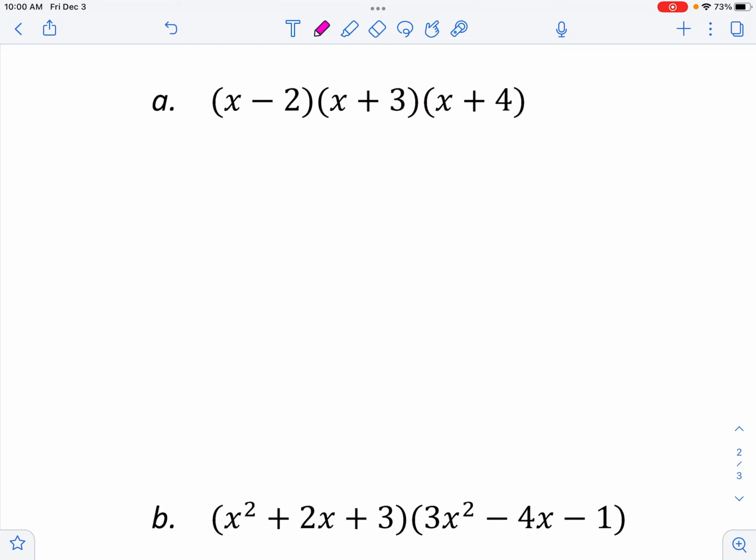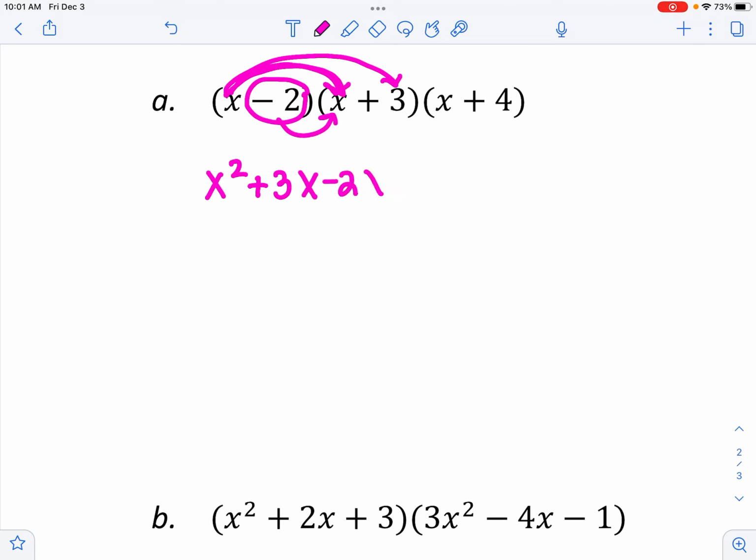All right, so let's multiply the first 2 binomials. I'm going to distribute the x to this and to this. So some people call this distributing the first term. That's what the F stands for. X times x is x squared. Distribute the x here. This is called outer. X times 3 is 3x. Now I have to distribute this negative 2. Negative 2 times x is negative 2x. That's also called inner. Negative 2 times 3 is negative 6.